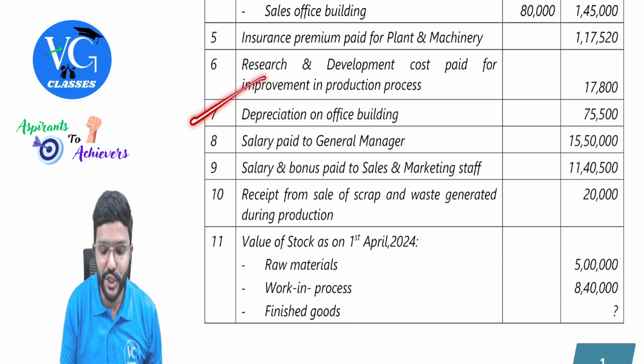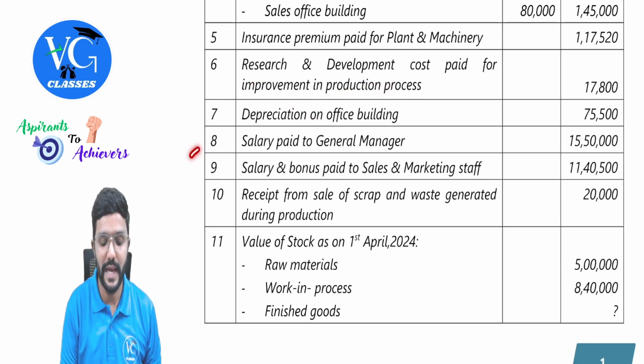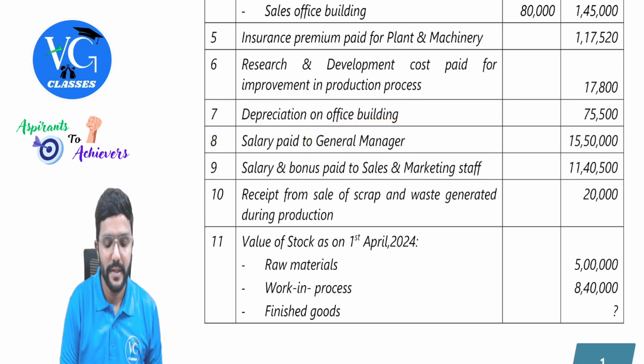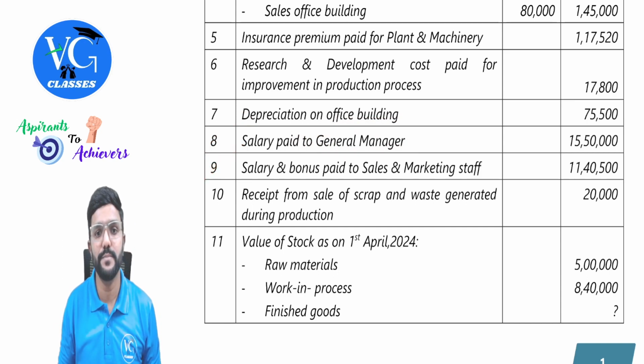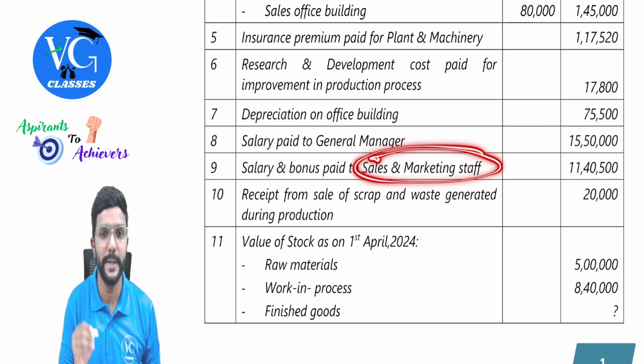Depreciation on office building. This comes under general administration overhead or office overheads. Then salary paid to general manager. Even this comes under the office overhead or general administrative overhead. Next, salary and bonus paid to sales and marketing staff. This comes under selling and distribution overhead.